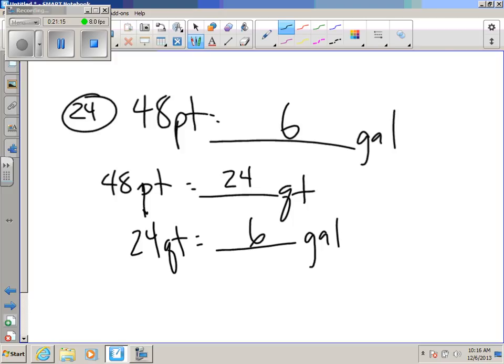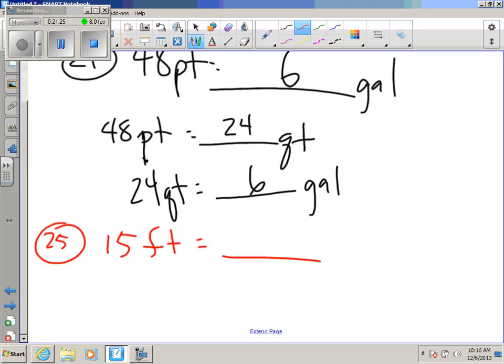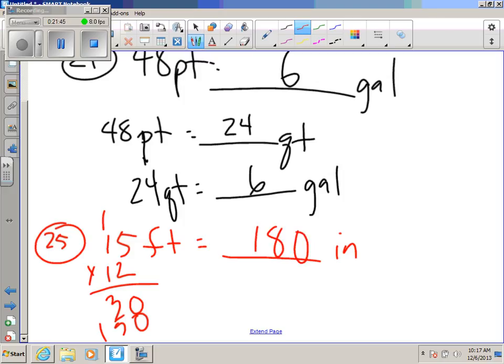25. 15 feet is equal to how many inches? So feet to inches going down, multiply by what? 12 inches in a foot, 12 times 15, so 180. Okay. Any questions?